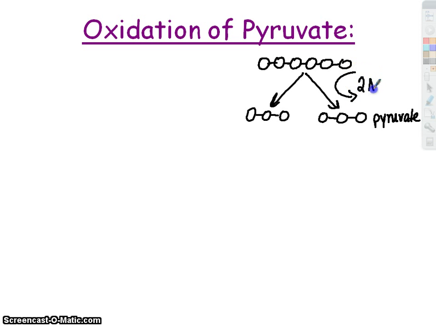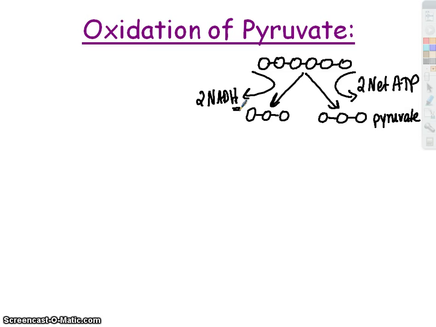2. Good. So we have 2 net ATP because it costs 2 to prime it and get it started, but we made 4. And we also generated 2 NADH, a coenzyme which really was NAD before. It just got reduced. It picked up hydrogens.